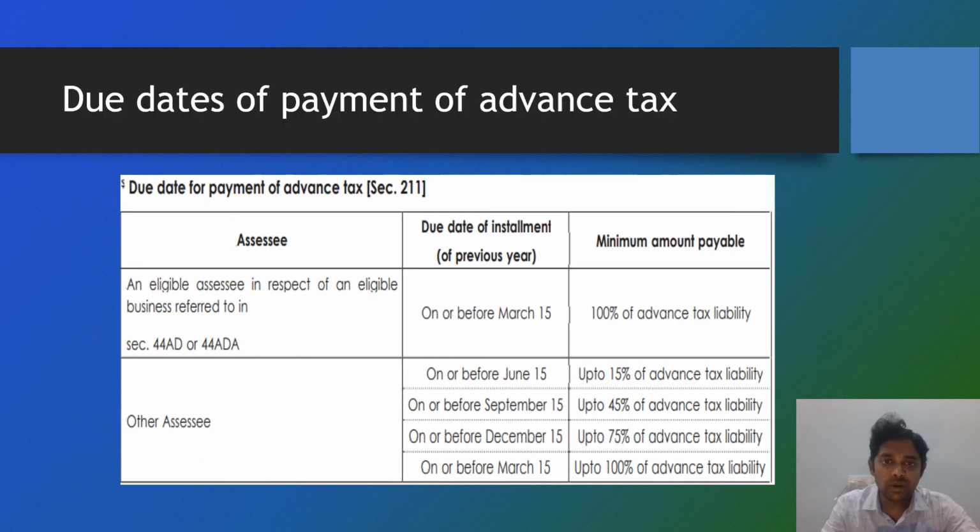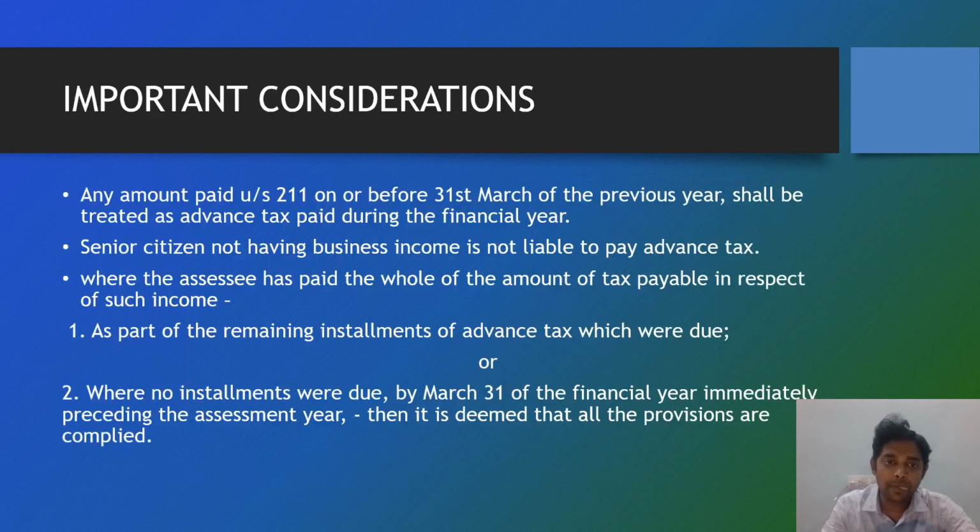The due dates of payment of advance tax. For an eligible assessee in respect of an eligible business referred to in section 44AD or 44ADA, the due date of installment is on or before March 15th, and 100% of the advance tax liability is to be paid. Other assessees should pay the installment in four stages: on or before June 15, September 15, December 15 and March 15. The amount payable is 15%, 45%, 75% and 100% of advance tax liability.